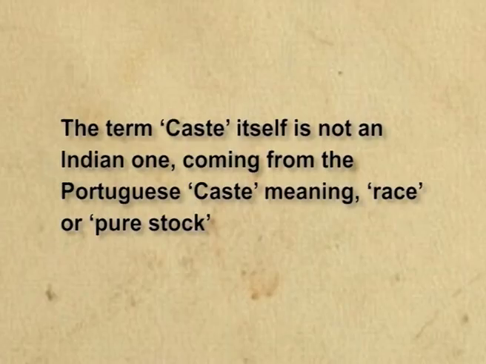There are two main forms of social stratification, caste and class. Both are the agencies of social mobility and selection. They decide largely the position that a man occupies in society. The range of one's social contacts is almost fixed by one's status in society. Caste is associated above all with the cultures of the Indian subcontinent. The term caste itself is not an Indian one, coming from the Portuguese, caste meaning race or pure stock.